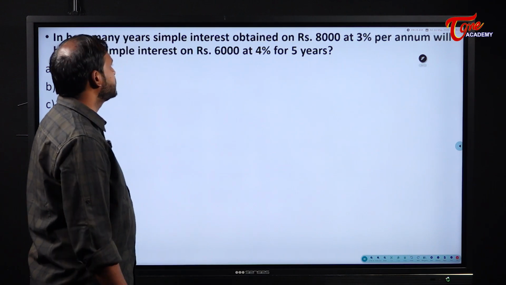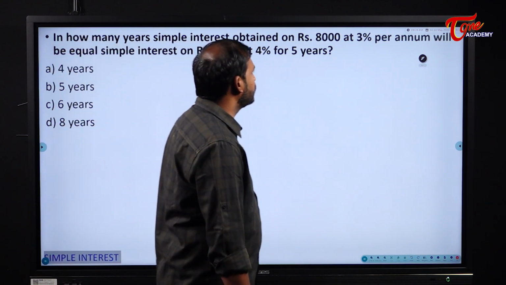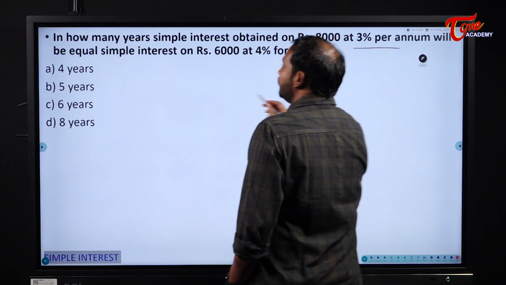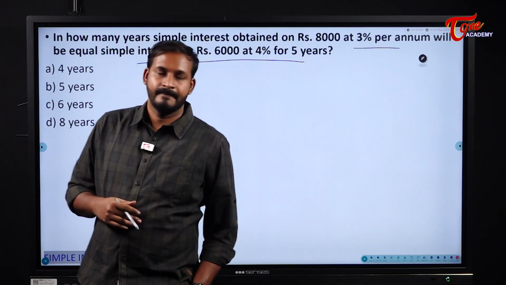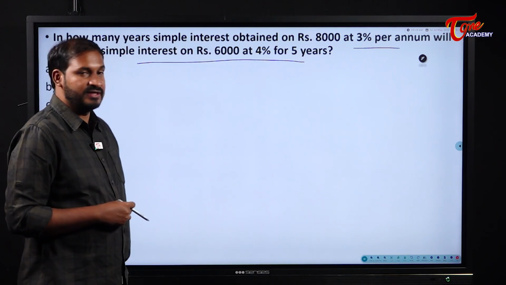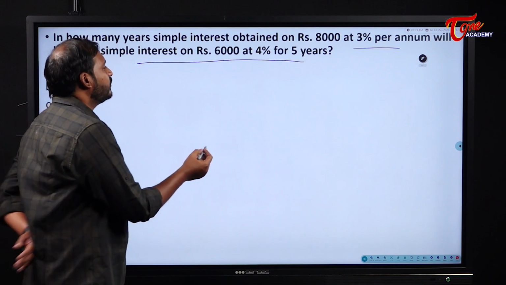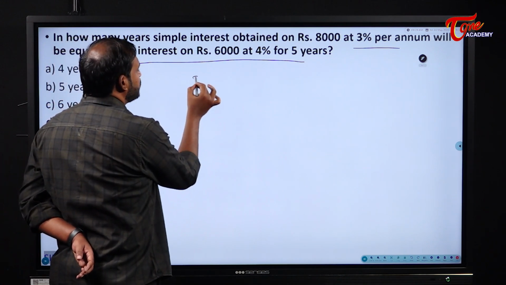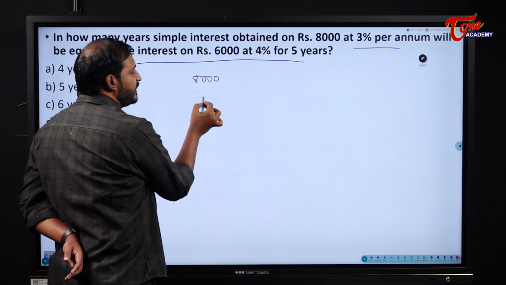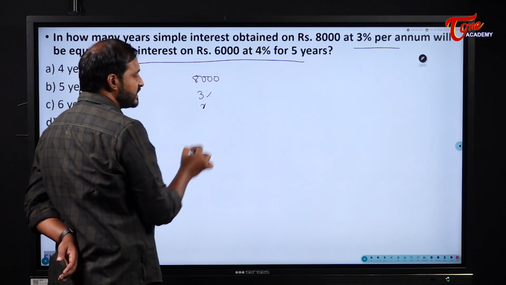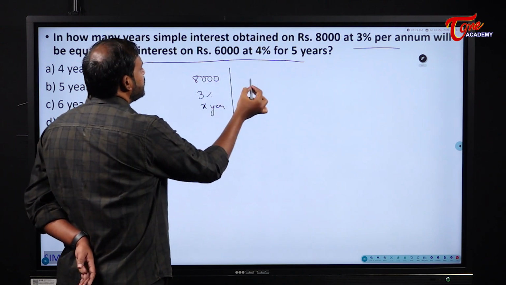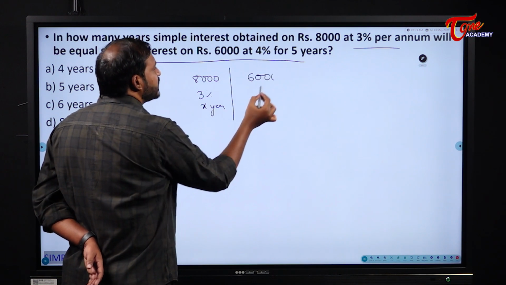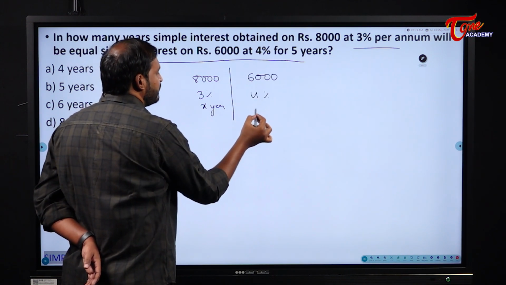In how many years will the simple interest obtained on rupees 8,000 at 3% per annum be equal to the simple interest on 6,000 at 4% for 5 years? See, there are two cases. First one is 8,000 and 3%, and we don't know the years, it is some x years. Now the next case is 6,000 at 4% for 5 years.